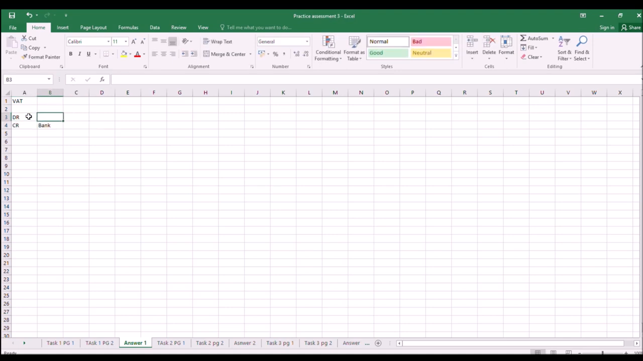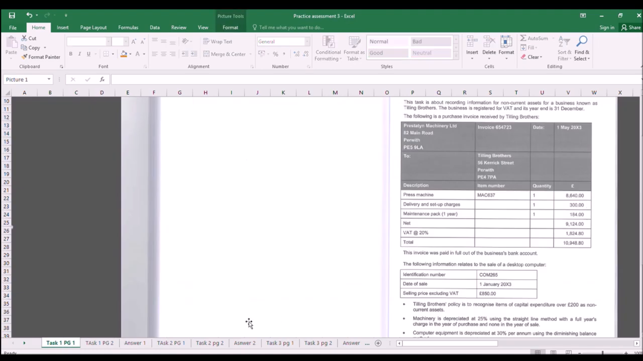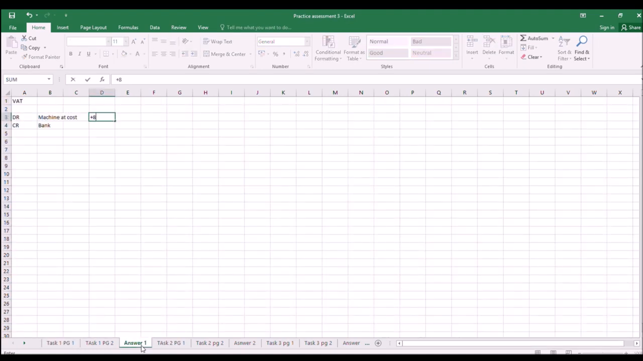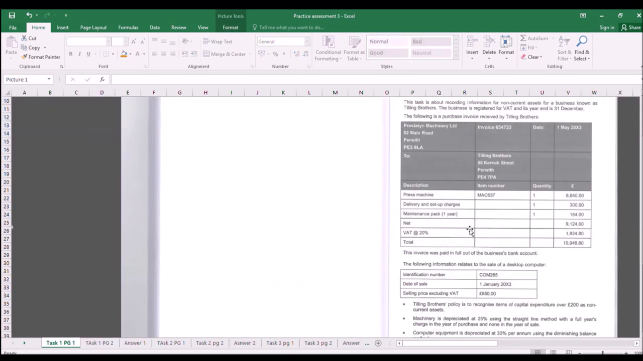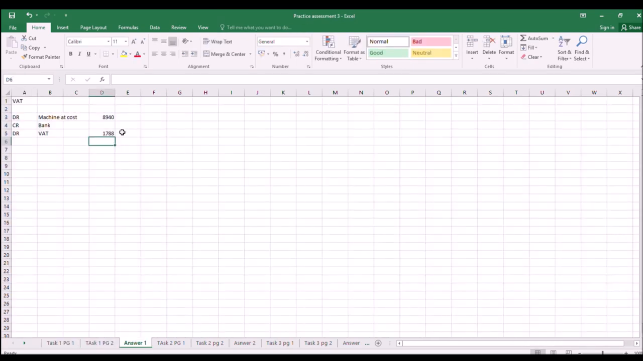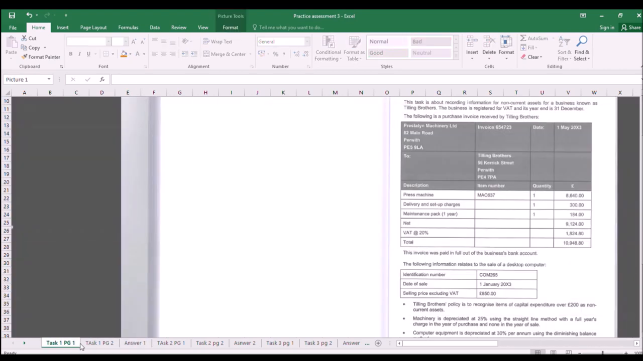Okay, so we've got machine at cost, and let's put that one down, 8640 plus 300, and we've also got debit VAT, which is going to be that 20%. We've paid for it, have we? Paid in full out of the business bank account. Okay, so we've credited that figure. So that's the fixed assets part of it.